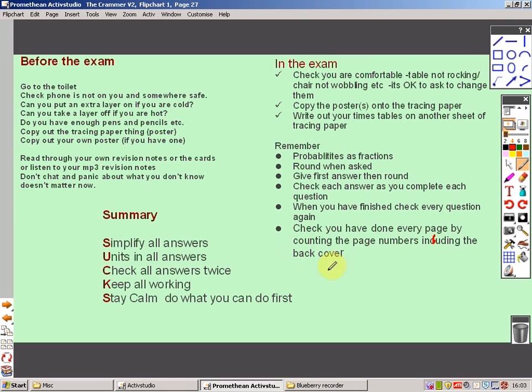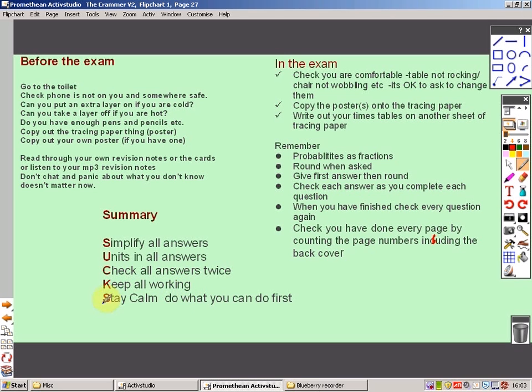The back cover. Okay, and in the exam, let's remember our SUCKS as we go through it. It'd suck if you've got to do it all again, so get it right this time. Simplify all your answers. Put units in all your answers. Check all your answers twice as you do it, and then again when you're finished. Keep all your work in. Don't scribble it out. Leave it there. The examiner may see something and give you a mark for it.